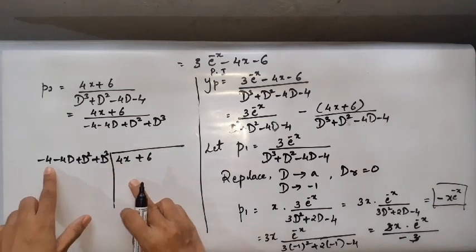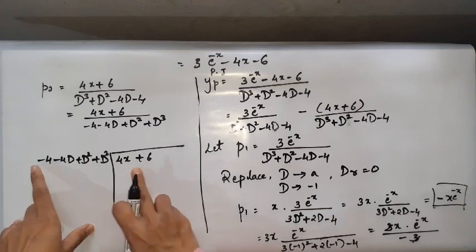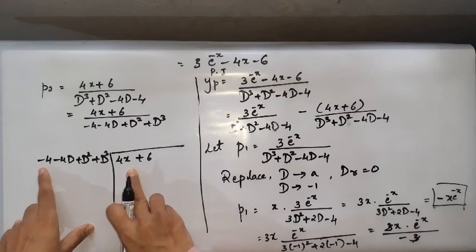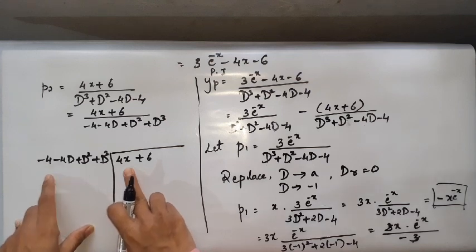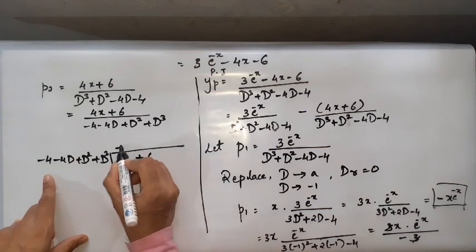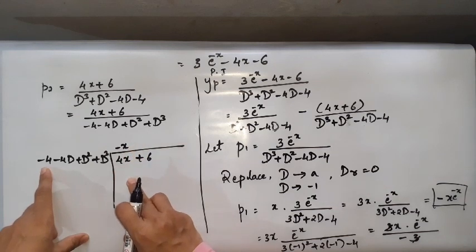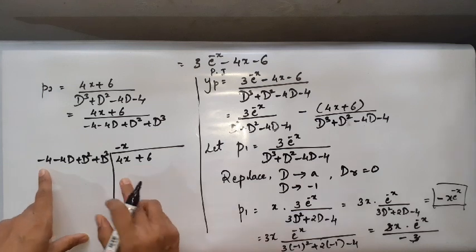Now there is only minus 4 over here and 4x over here. So I should multiply something with minus 4 so as to get plus 4x. What should be that term? Obviously minus x. If you multiply, minus x into minus 4 becomes plus 4x. So we need to multiply minus x to minus 4 to get minus 4 plus 4x.